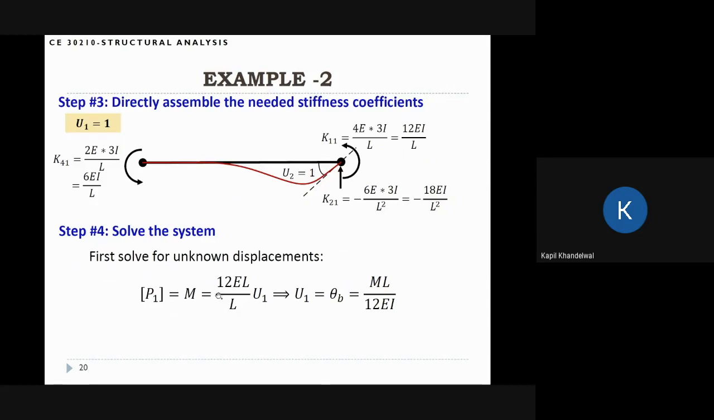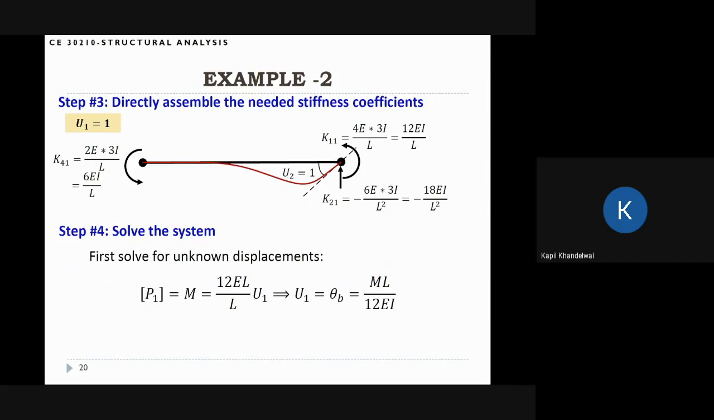So P1 is equal to K11 U1. K11 comes from 12EI by L times U1. And this is just a simple equation we can solve for U1. U1 is actually the rotation at B. If we solve this, this is just ML divided by 12EI. So this is how we can get the solution for this case.